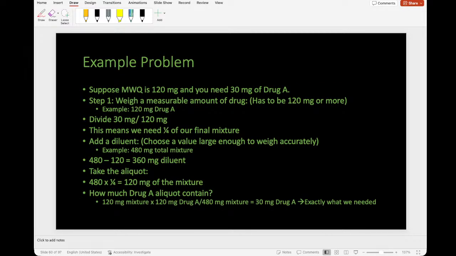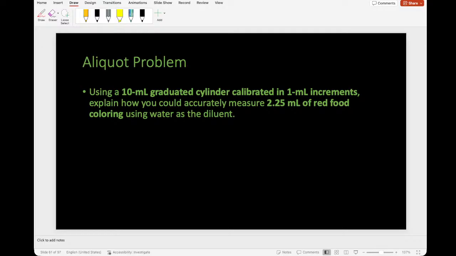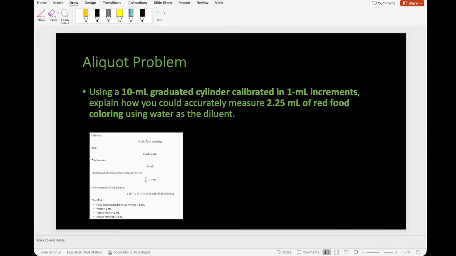And then you would actually perform these series of calculations to get to how much diluent you would need, how much of the measurable drug you would need, and all of that. So this is for you. You can read through it and try to solve the question. This next one is on the milliliter version of it, so you can take a look at how it works with the graduated cylinder.